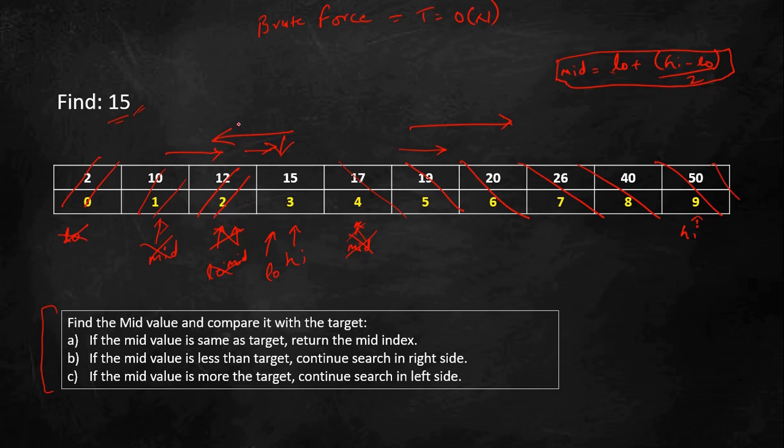Now when low and high are at the same index, if I calculate my mid, high minus low will give me 0 and low is index 3. So 3 plus 0 will be again 3. So mid will also point to the same index. When mid points to the same index and I compare with the target number, it will find that the same number matches and it will return me 3. So we went through the loop until low was less than or equal to high.